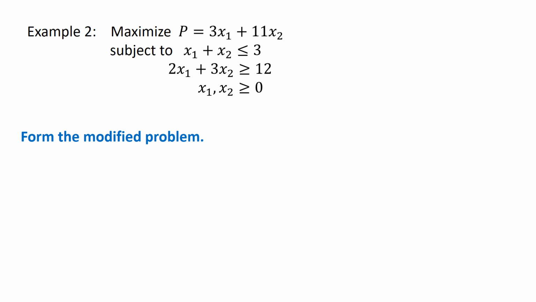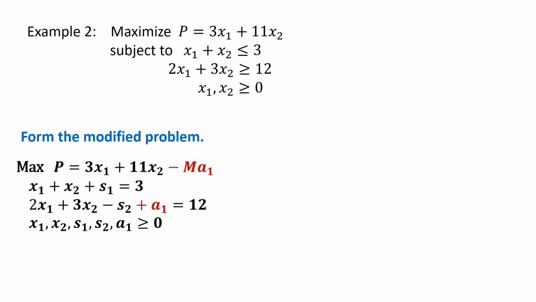So first we form the modified problem, and we do this by adding slack variables to less than or equal constraints, subtracting surplus and adding artificial to greater than or equal constraints, and adding artificial to equal to constraints. So forming the modified problem, the first constraint has a less than or equal, so we're going to add a slack variable to get x1 plus x2 plus s1 equals 3.